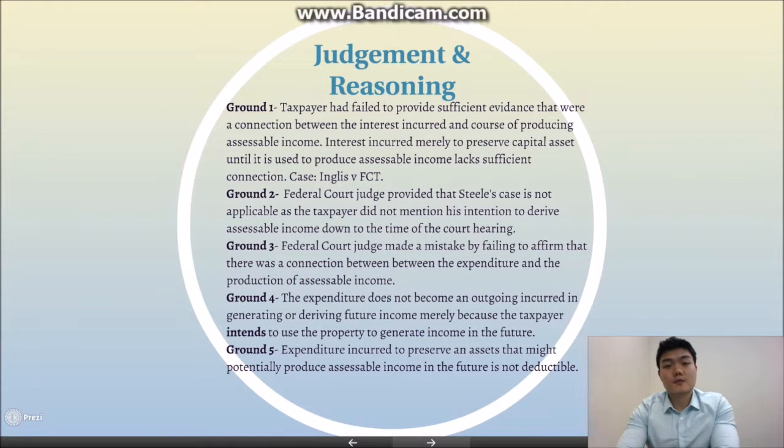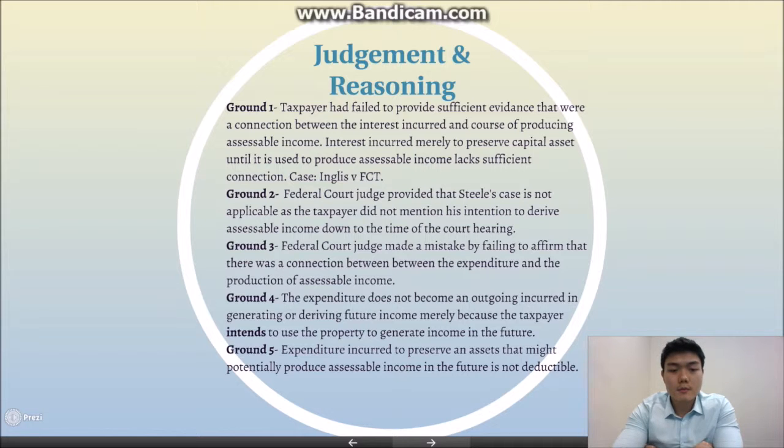There are a few reasons that the primary judge held to provide the commissioner the victory against the taxpayer. In fact, there are 5 grounds that are considered here. Ground 1. The taxpayer may have intended to use the property at some time in the future to derive assessable income. However, the incurring of the interest was merely to preserve the capital asset until it was used for an income-producing motive in the future. The primary judge provided that there was insufficient connection between the incurring of interest and deriving assessable income in this case. The primary judge also referenced the case of English versus FCT to make the decision.